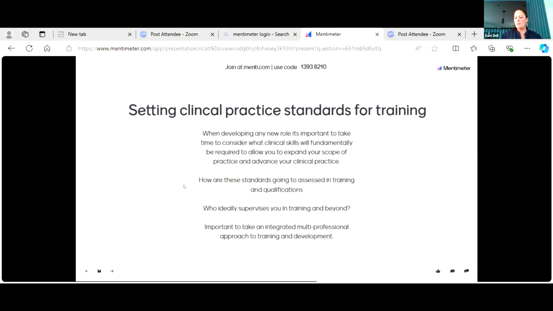So it's about reaching out to other areas in your trust to find out what ACPs are in other areas and what they can do for you to improve your own care. It's so important to get those reach out points, because they ultimately are your reach out points when you're in clinical practice as well. It's very important to take an integrated multi-professional approach with the training and development. It's not just about midwifery.